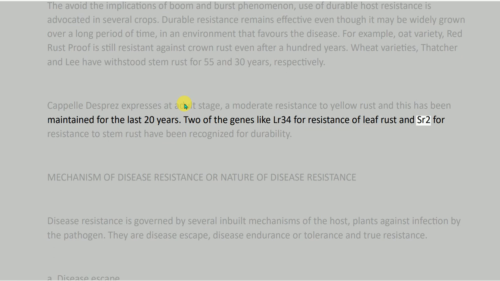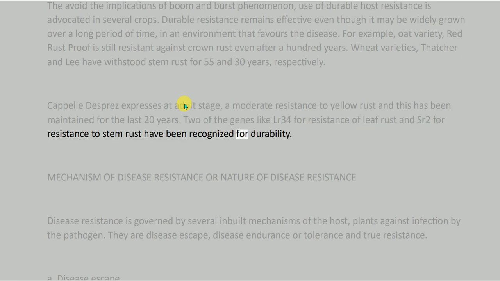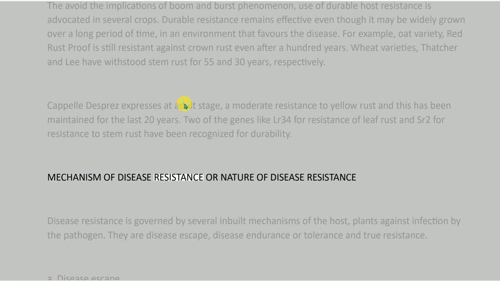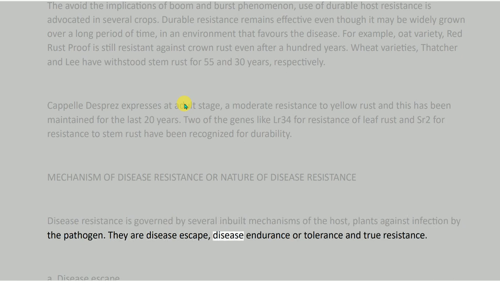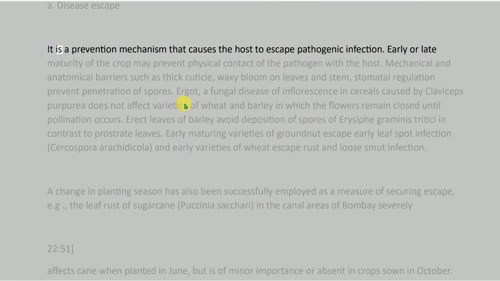Mechanism of disease resistance, or nature of disease resistance. Disease resistance is governed by several inbuilt mechanisms of the host plants against infection by the pathogen. They are disease escape, disease endurance or tolerance, and true resistance. Disease escape is a prevention mechanism that causes the host to escape pathogenic infection. Early or late maturity of the crop may prevent physical contact of the pathogen with the host.